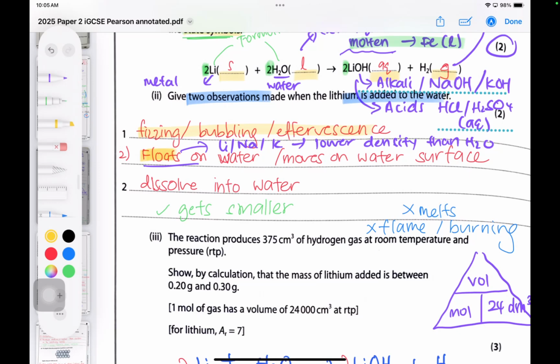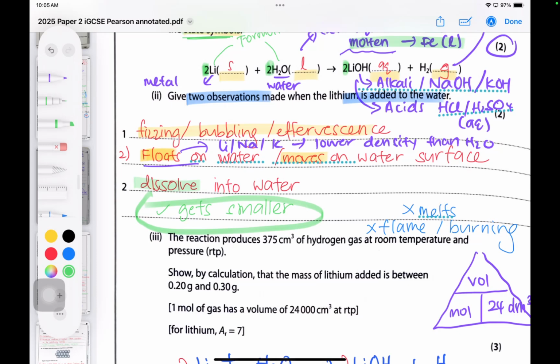If you think that the word float is hard, you can simply say they move on the water surface. Anything to bring out the idea that they have a lower density than water. So they'll be basically on the surface here. Then as time passes, the metal itself will dissolve in the water. Another way to describe this is you could say it gets smaller in the water, or it gets smaller in size. Dissolve is the word we use.